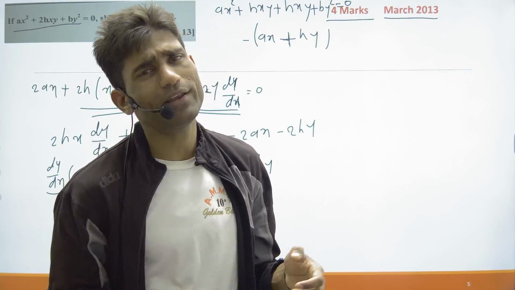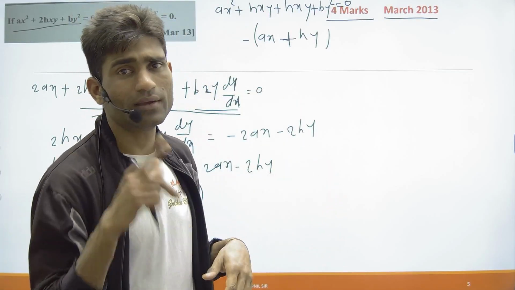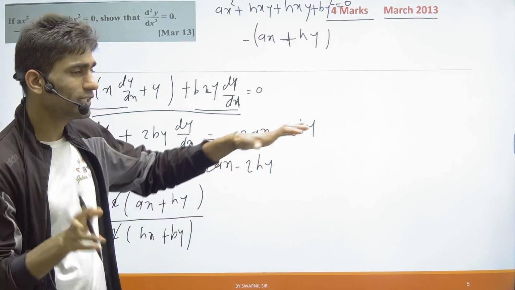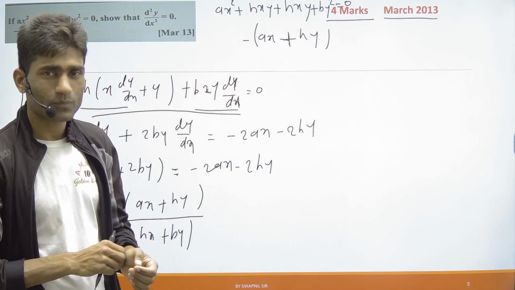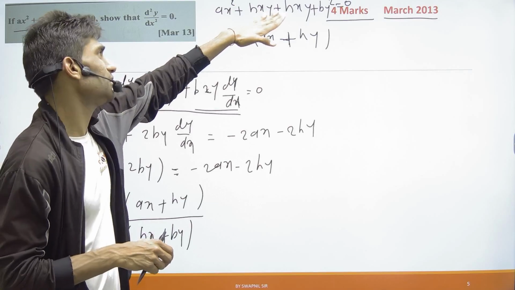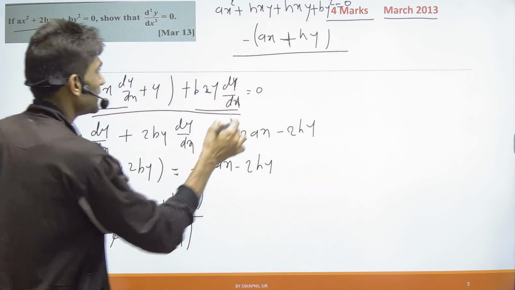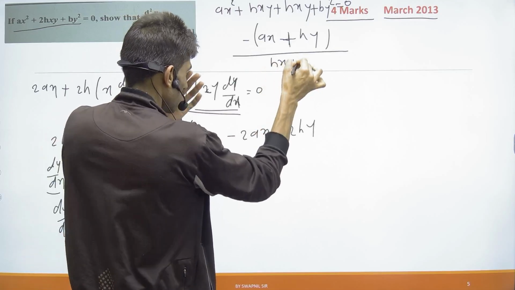Even if you found it difficult, let me know in the comment section. I will explain this part in my next lecture, but I don't think there is anything difficult here. You need to expand this term and you will get the term negative of (x plus hy) upon (hx plus by).